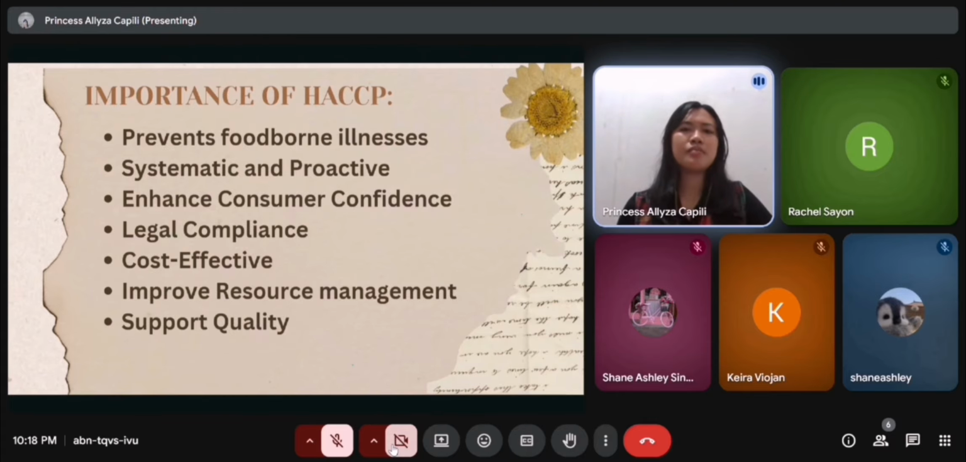Now, the fifth importance of HACCP is that it is cost-effective. So, the cost-effective part is to stop problems before they start. So you don't waste money on throwing out bad food, calling products back, or even having to close your business.